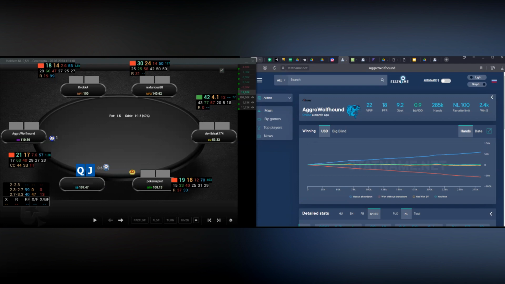Today I'm going to go over a few simple hands and I'm going to use a stat HUD to analyze those, to determine what type of opponent I'm playing against and to find leaks.